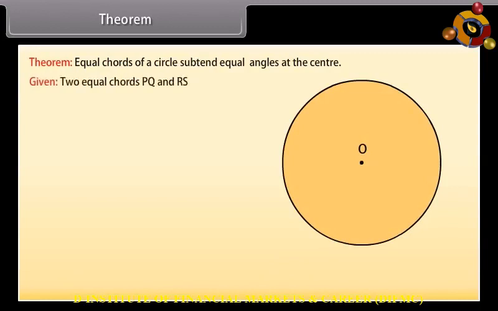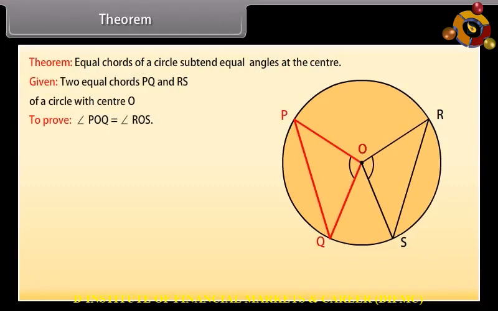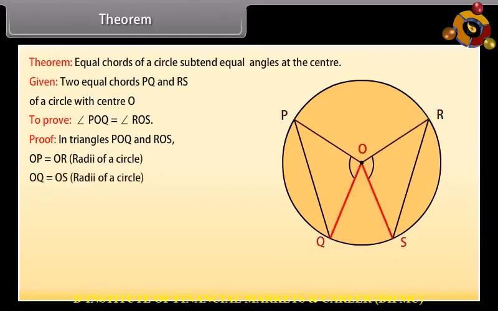Theorem. Let us prove this theorem. Given two equal chords PQ and RS of a circle with center O. To prove, angle POQ is equal to angle ROS. Proof. In triangles POQ and ROS, OP is equal to OR because these are the radii of a circle. OQ is equal to OS. These are also the radii of a circle. PQ is equal to RS, given.